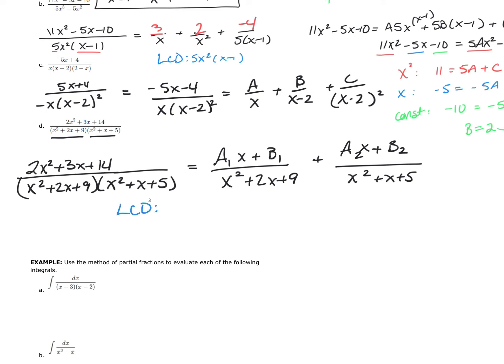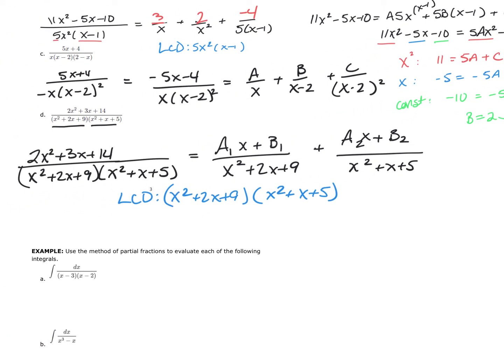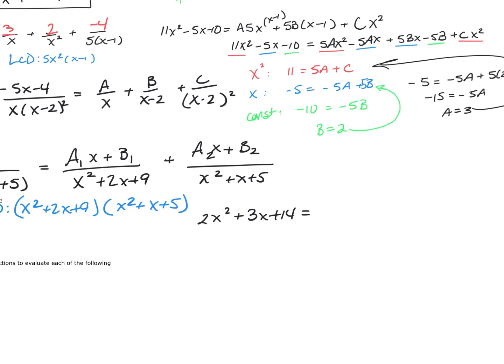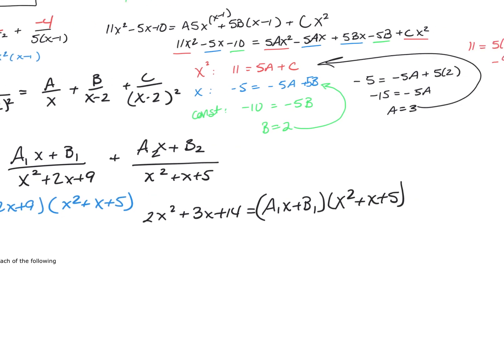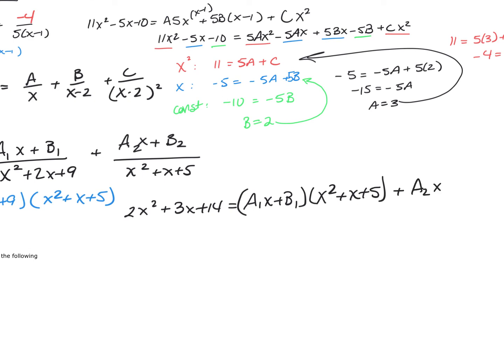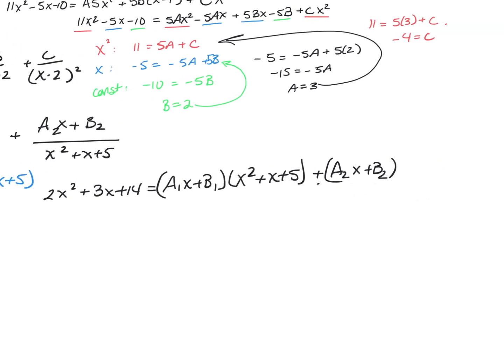Now my lowest common denominator, of course, is going to be x squared plus 2x plus 9 multiplied by x squared plus x plus 5. When I multiply every term by the lowest common denominator, my left-hand side is going to be 2x squared plus 3x plus 14. And then on my right-hand side, I'm going to have a sub 1 x plus b sub 1 multiplied by x squared plus x plus 5, and then plus a sub 2 x plus b sub 2 multiplied by x squared plus 2x plus 9.